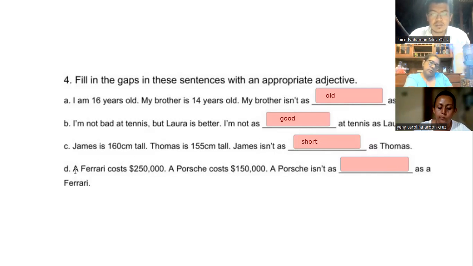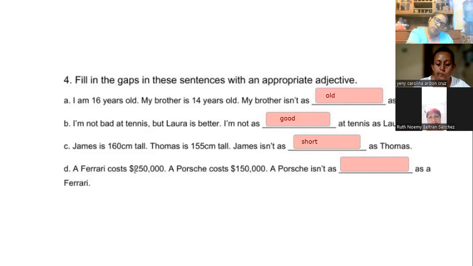Okay, and letter D. Thank you, Ruth. Letter D. David? A Ferrari costs $250,000. A Porsche costs $150,000. A Porsche isn't as expensive as a Ferrari. That's correct. So a Ferrari is more expensive, right? So a Porsche isn't as expensive as a Ferrari. Excellent. Good job. You could use the comparatives correctly in this case.